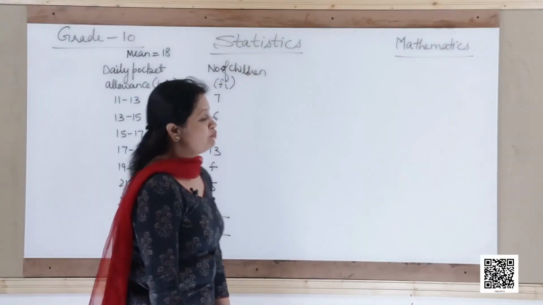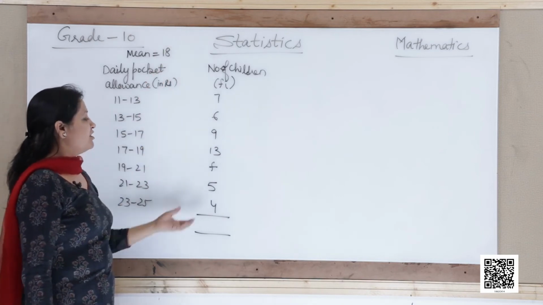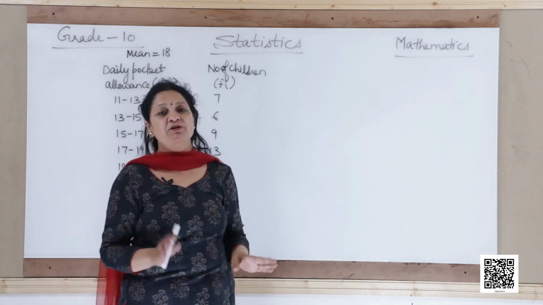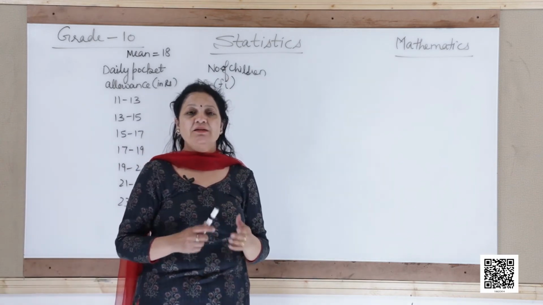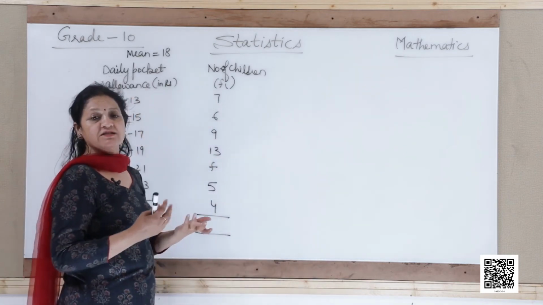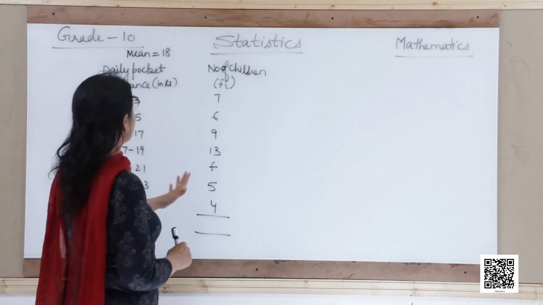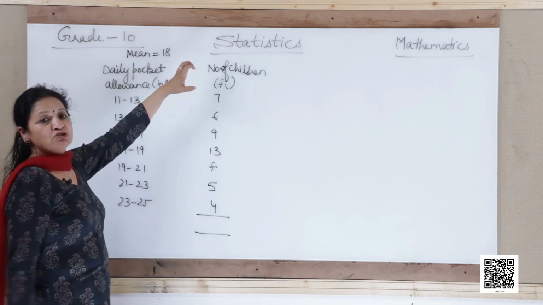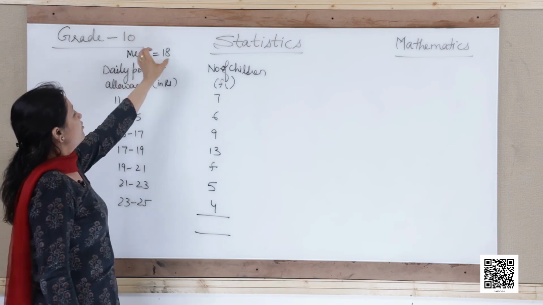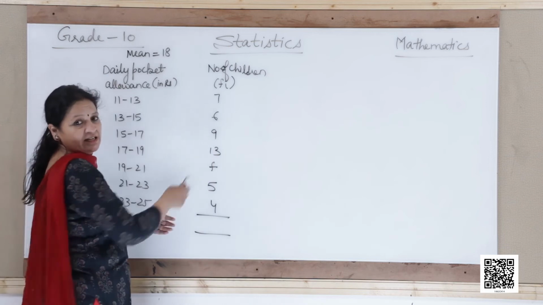Now let's take one more example where mean is already given and you have to find out the missing frequency. Now in that, nothing will be written which method you have to apply. In that case, it is entirely your choice. The method which you think is easier, you can apply that particular method. The question given is, in this question, daily pocket allowance of the children of a locality is given to us and mean of that particular is given 18. You have to find out missing frequency f.